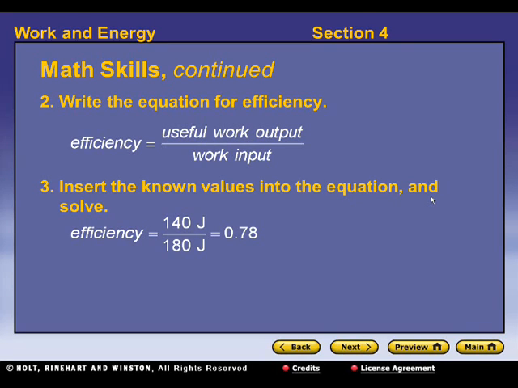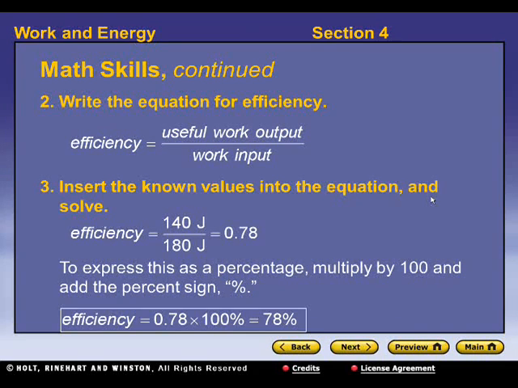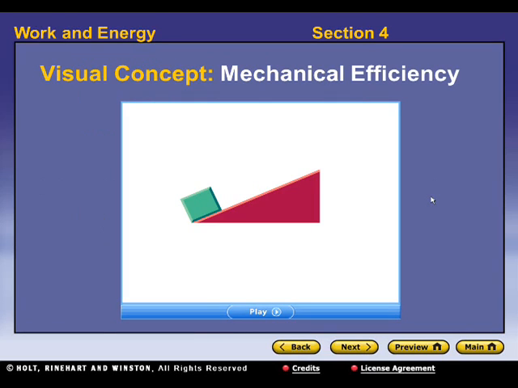So we write the equation, insert the known values. The output work was 140 joules, the input work was 180. So we have an efficiency of 0.78, which, as a percentage, you multiply by 100 and add the percent sign, so that would be 78%.